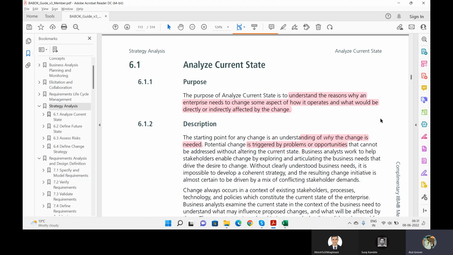So what this is saying here is that potential changes are triggered by the problem or the opportunity that cannot be addressed without altering the current state. जो आपको अचीव करना है, देखो इसने ये नहीं बोला कि क्या है, इसने बोला पोटेंशियल चेंज, the change you want to achieve cannot be done without altering.